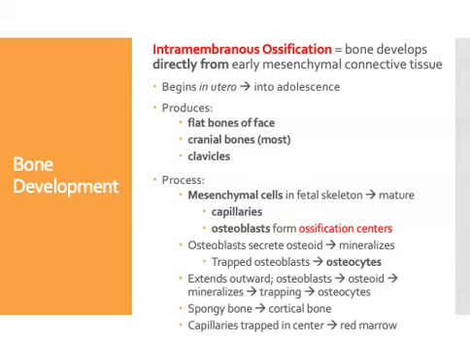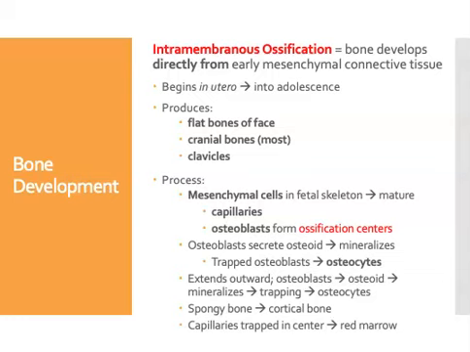Now the osteoblasts are going to cluster together, and they're going to form what we call ossification centers within this fetal skeleton. The osteoblasts are going to do what osteoblasts do, which is secrete osteoid. And the osteoid is going to go through that mineralization process that we discussed. And the trapped osteoblasts are going to become osteocytes. This is just the same as what we've talked about earlier.